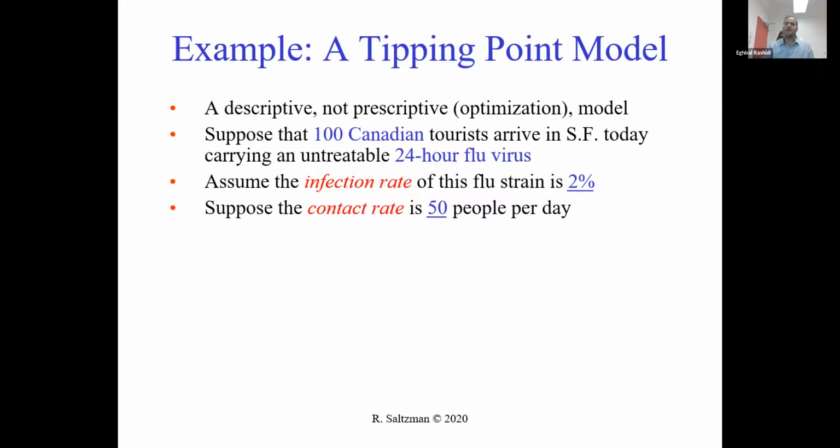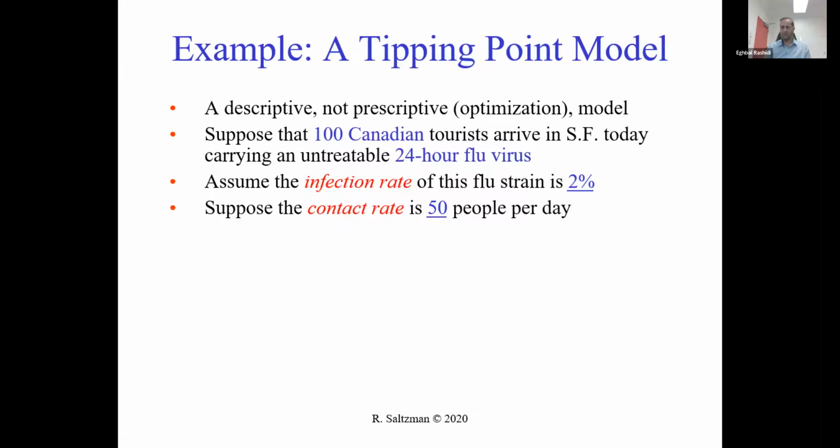Also, suppose that the contact rate is 50 people per day. That means that on average, we assume that each of these infected Canadians is in contact with 50 people. So that's called the contact rate. These are inputs that are very important to the outcome of the problem, as we're going to see later when we model this problem in Excel.